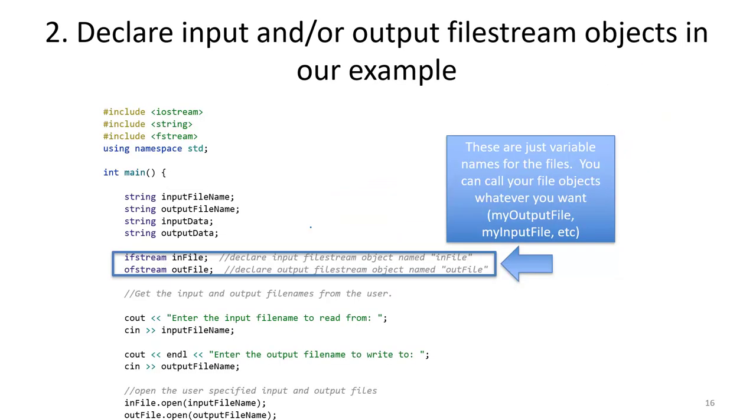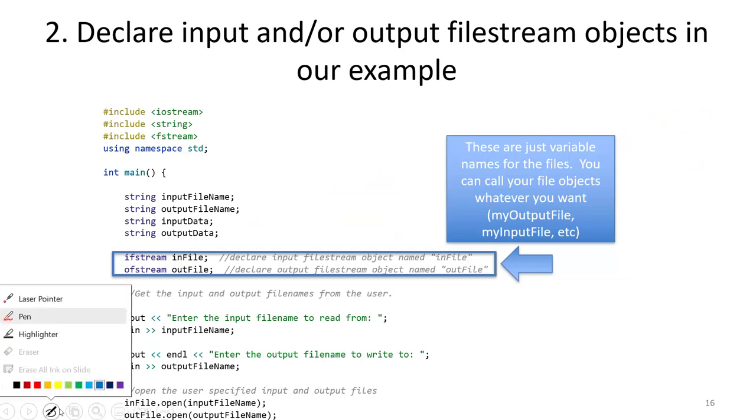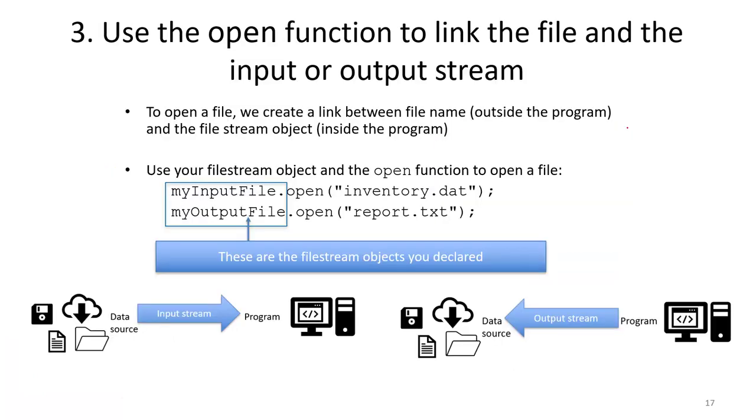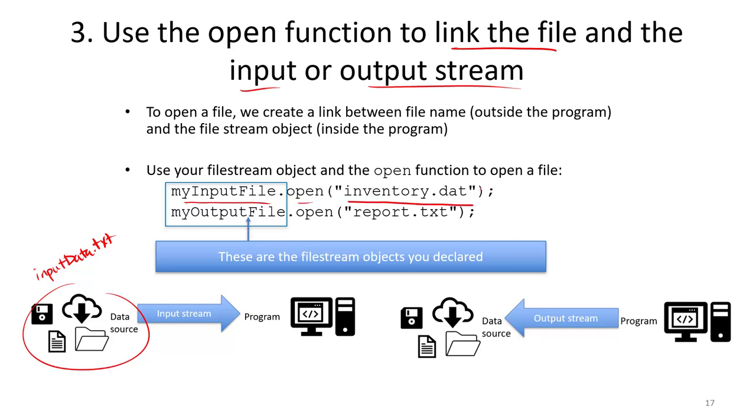Okay, so as you can see in our example, we successfully declared our input and output file stream objects. Next thing to do is we use the open function. The open function will link the data file to the input or output file stream. So in this case, if I have a data source like input data.txt, if I use input file.open and then the file name, it will put that data in the file stream.